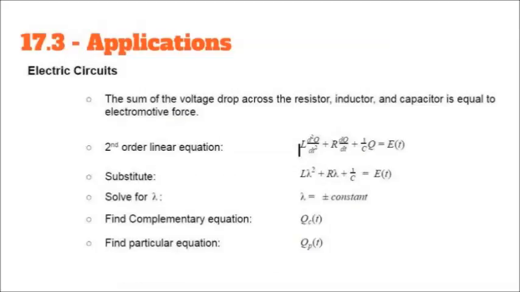Electric circuits. The sum of voltage drops across the resistor, inductor, and capacitor is equal to the electromotive force. Using the second order linear equation, L d squared Q over dt squared plus R dQ over dt plus 1 over C Q is equal to E(t). So then you substitute lambda: L lambda squared plus R lambda plus 1 over C is equal to E(t).